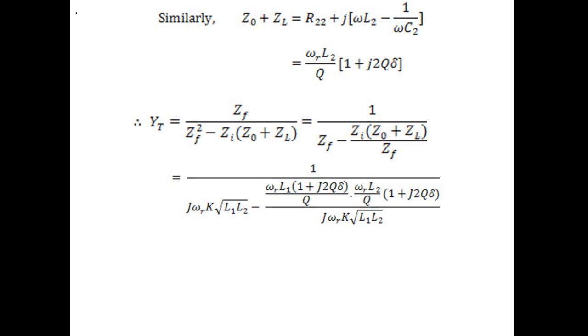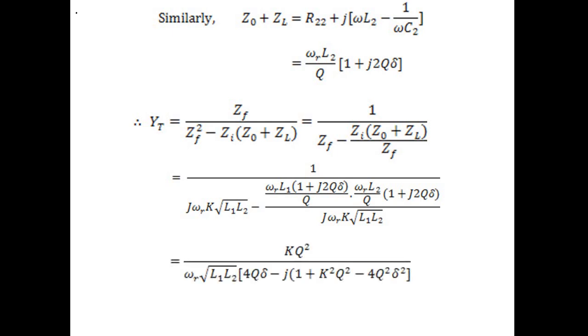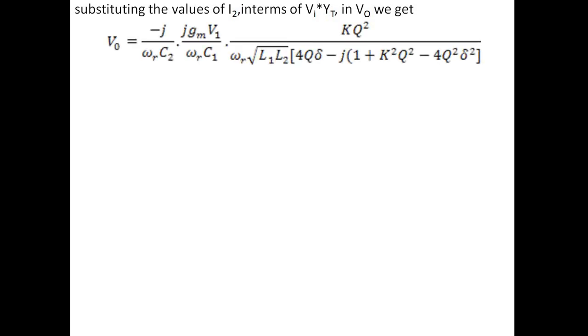Simplify the equations further. You will get it as KQ square. You simplify this equation, you will get KQ square divided by omega R into square root of L1 L2 into 4Q delta minus J into 1 plus K square Q square minus 4Q square into delta square. Substituting the values of I2 in terms of Vi into Yt in V0, we try to get this.